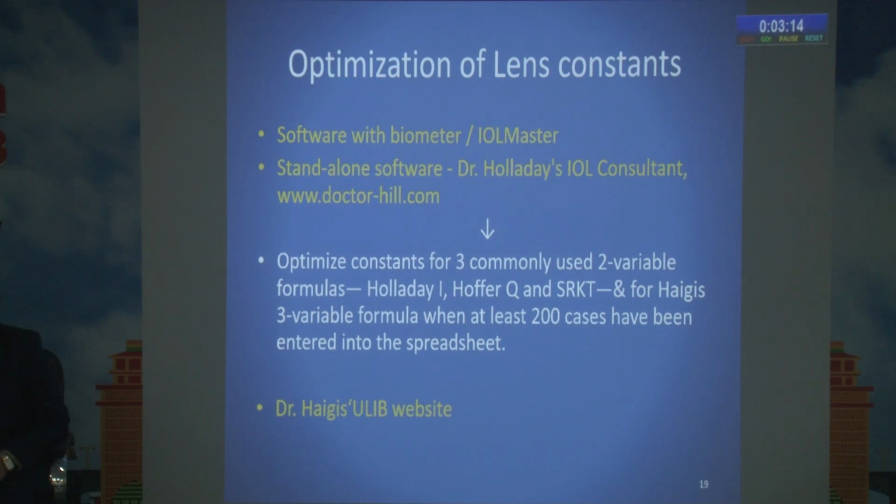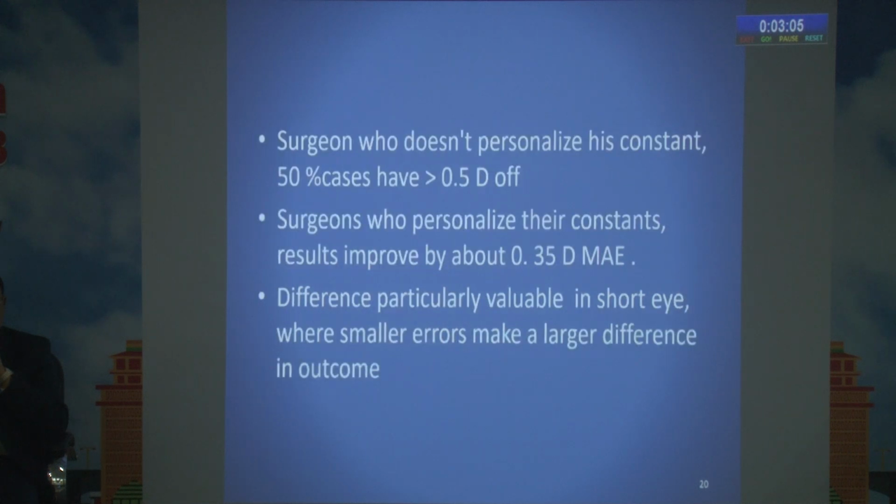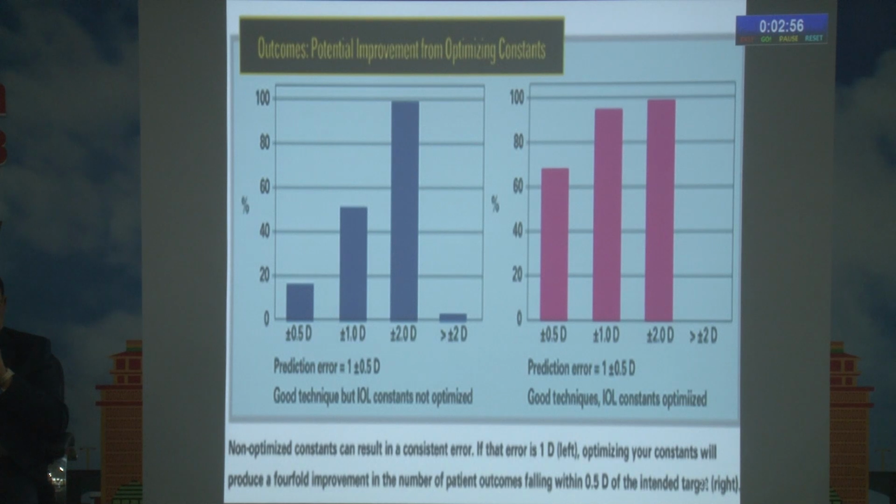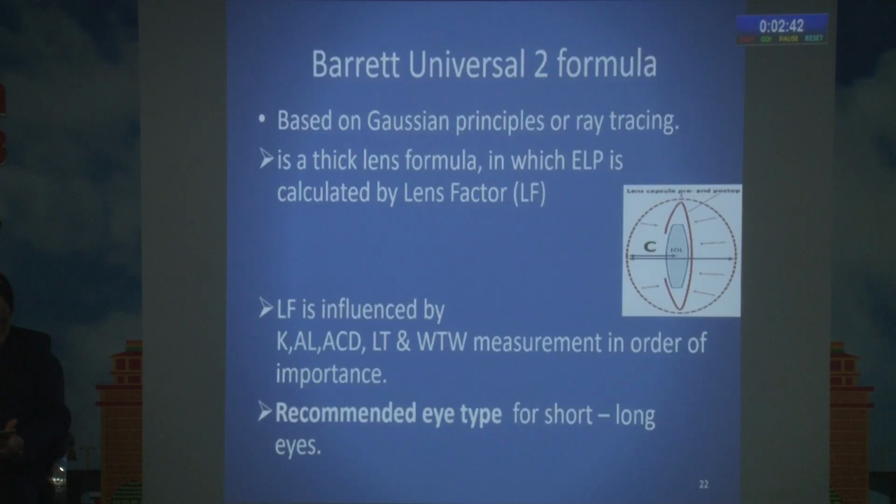Either you can do it yourself depending on your results, or you can use various sites like software, Biometer, IOL Master or the Haigis ULIB website. Surgeons who do not personalize their A constants repeatedly have errors which are more than 0.5 diopters in almost all their results. So if you start optimizing your A constant, you will see on the left side, your results within 0.5 diopter improve from 18% to 70%, and within 1 diopter they improve from 50% to almost 95%.